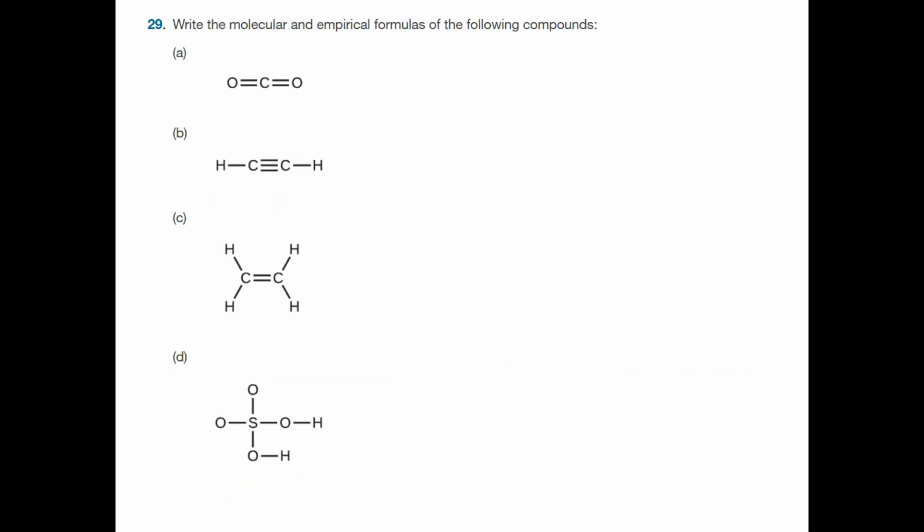So here are some questions from the OpenStax book. In this case, we're asked to write the molecular and empirical formulas of the following compounds, and we can see that they are all molecules. So carbon is in group 4A, oxygen is in group 6A, so carbon's got to come first. So the formula here for the molecule is CO2, and that cannot be simplified, so that is also the empirical formula.